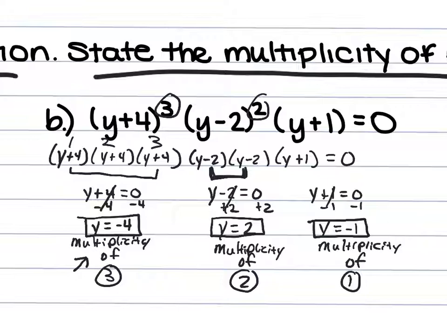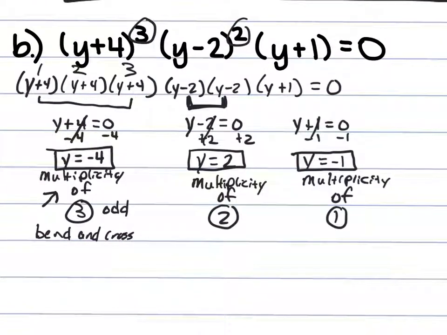So we could expect here at 3, since this is odd, that it would bend and cross. Multiplicity of 2, we know that it will not cross. So this is not going to cross the x-axis. And a multiplicity of 1, well, it's not going to bend, but that is going to cross as well. Don't worry about that one, because really what we're talking about more is those 2's and the 3's.